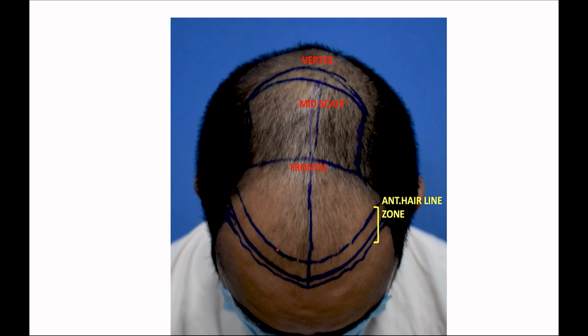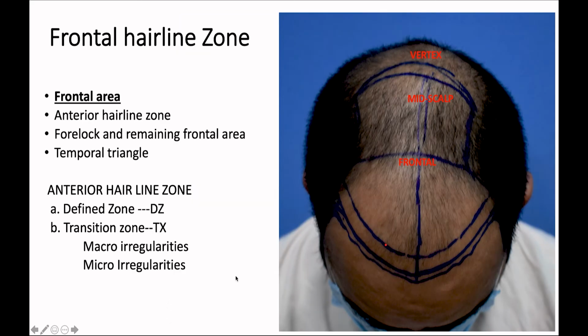So that's how we can explain. This is the anti-hairline zone. This is divided into defined zone and then the transition zone. Transition zone is further divided into micro and macro irregularities and then the forelock area and remaining frontal area. So these are the parts or the subzones of the frontal area.